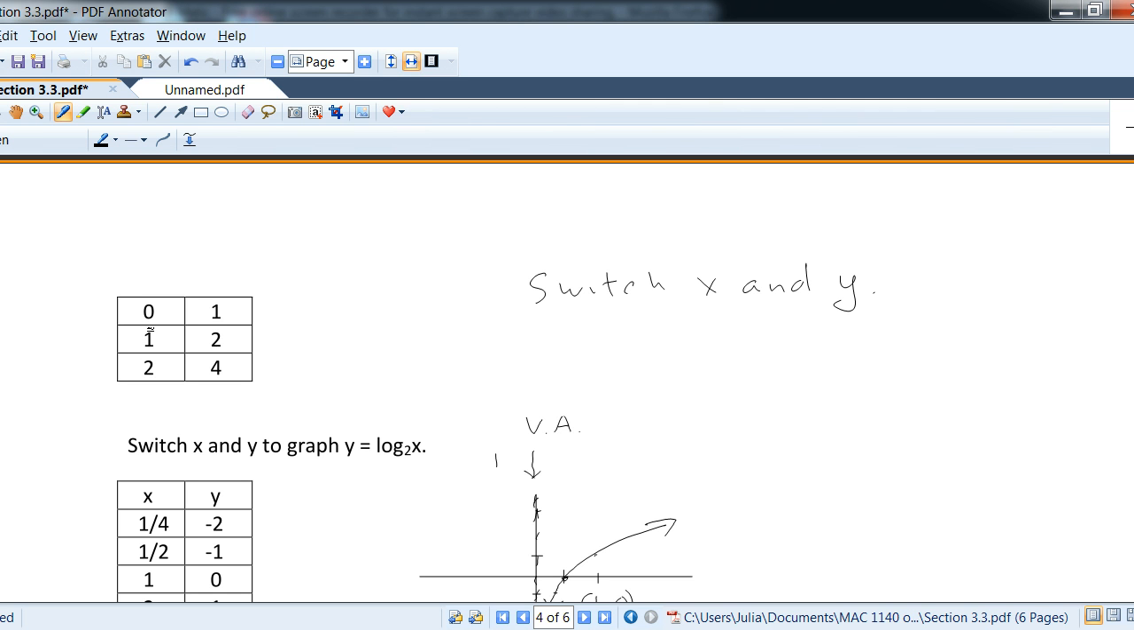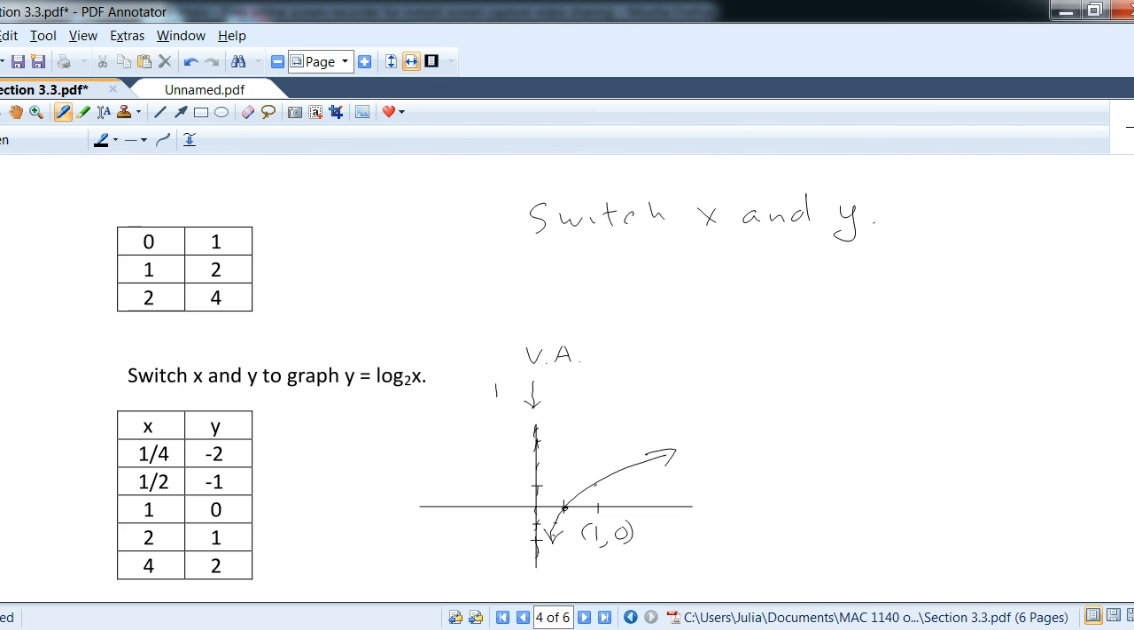So the table we have seen with the x and y values, we can simply switch them to figure out how to graph the logarithmic function. So let me center it a little bit. Everything switches, including the horizontal asymptote. Now we have a vertical asymptote at x equals 0. And also the y-intercept that was (0, 1) became the x-intercept at (1, 0) for the logarithm.